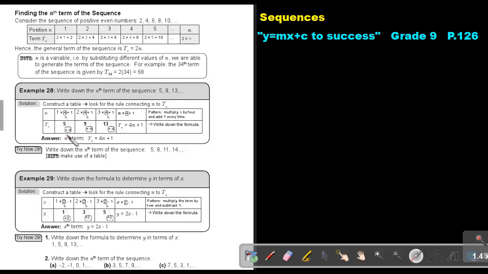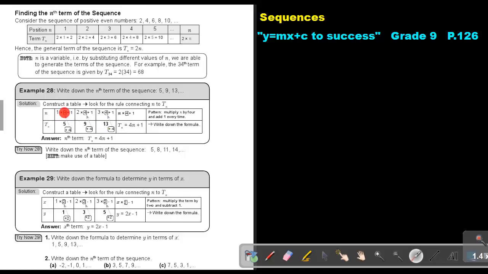Okay, let's look at example 28. Write down the nth term of the sequence 5, 9, 13. So we must find the formula. The pattern: multiply n by 4 and add 1 every time. Basically, we first find the difference. The difference is 4, so I'm adding 4 every time.